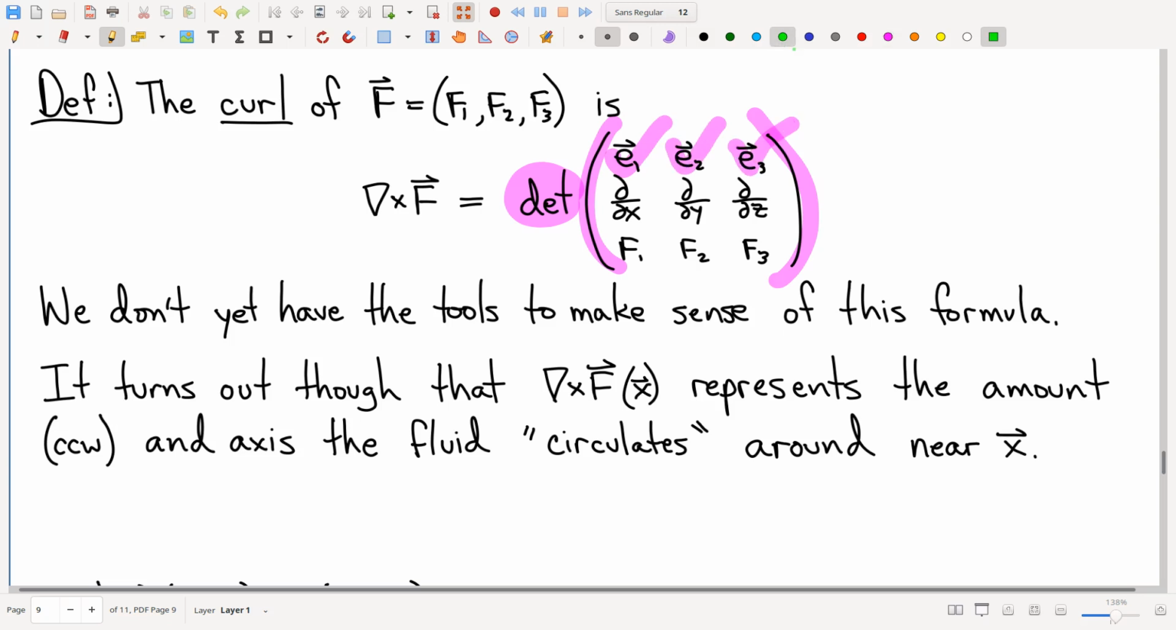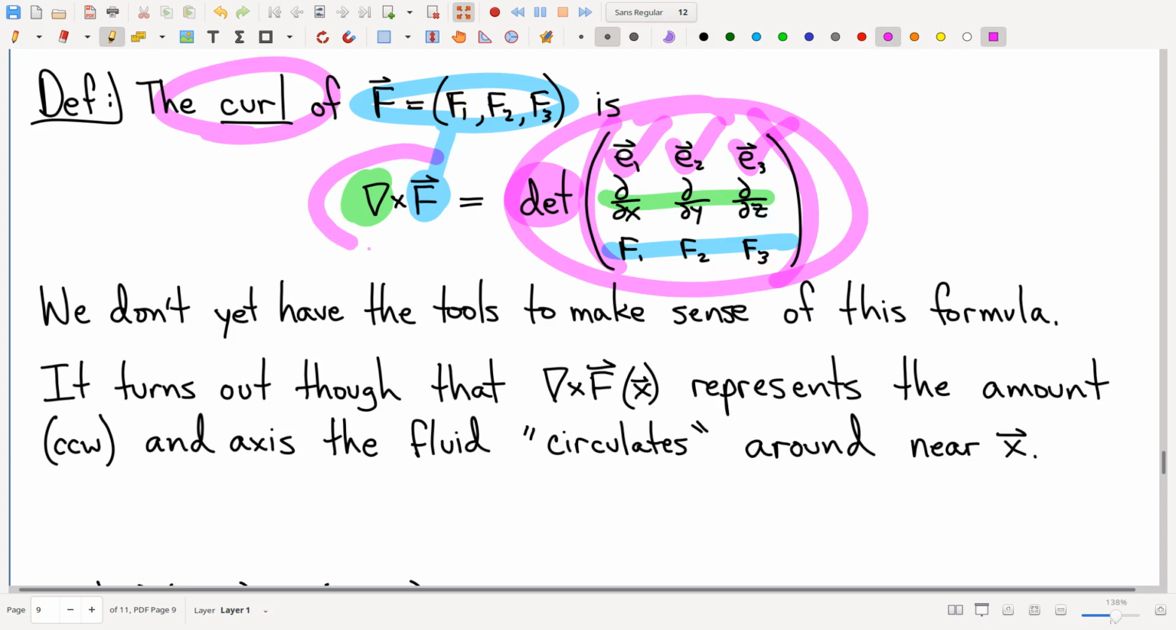Notice that this expression, being a determinant where I have standard basis vectors across the top, is a cross product. This is del, cross some vector field F. So this is a nice way to think about curl. Curl, being one of these symbolic determinants, is del cross F. So, nice little compact notation.